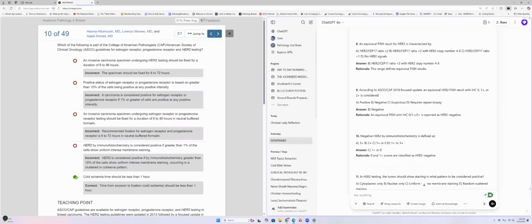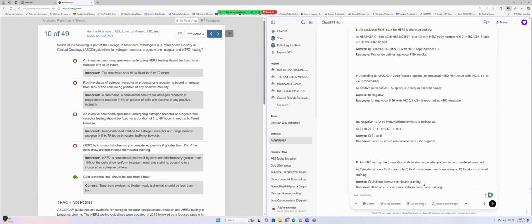Okay. According to the ASCO/CAP 2018 focused update, an equivocal HER2 FISH result with IHC 0, the IHC came out 0 or 1 plus, or... Okay. Do you understand question number 9?